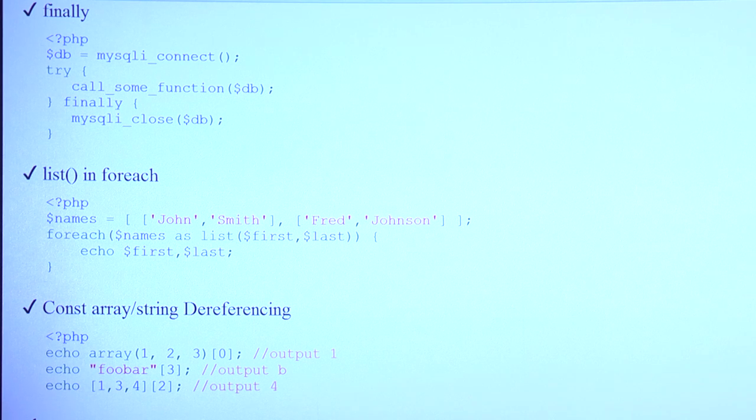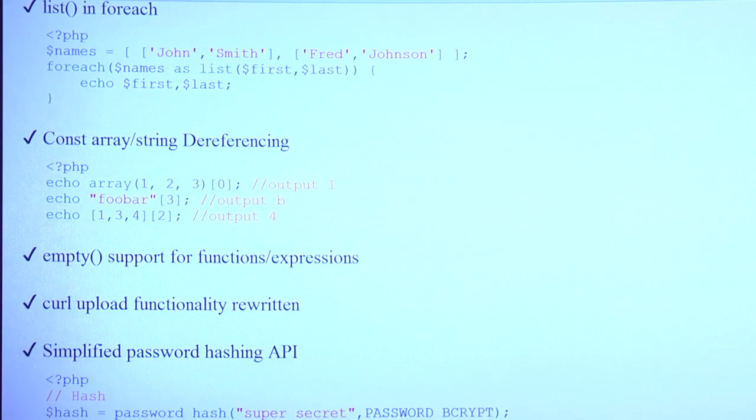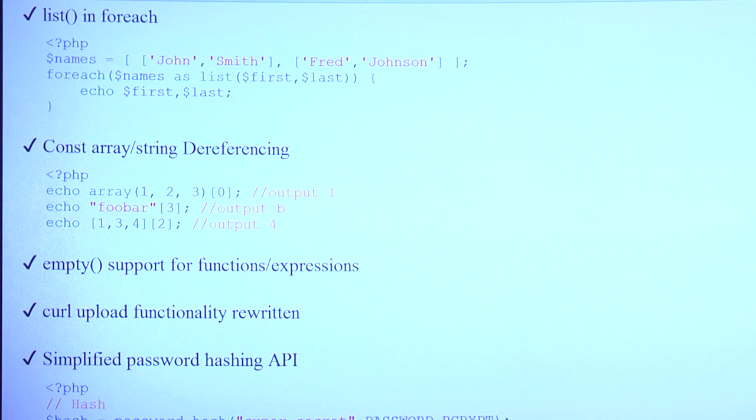You can use a list in foreach. You can basically do the first level of dereferencing for your array at the foreach stage. You can speed things up a little bit.